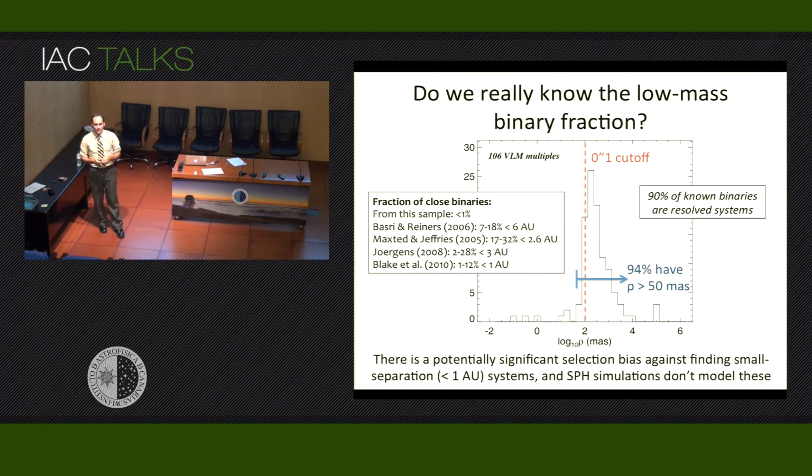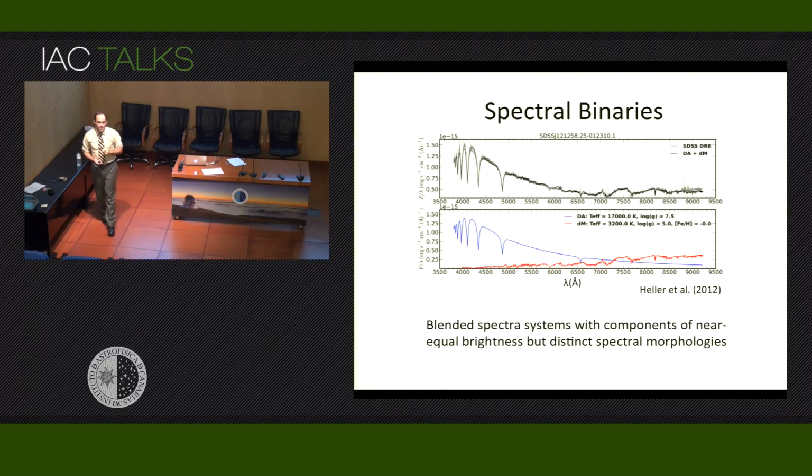That's a big uncertainty. So how do we probe this efficiently? Well, in the last couple of years, we've been developing this technique to use that library of spectra that I mentioned to find binaries, not by resolving them, but by looking for blends. We're looking for spectra that are actually blends of multiple components.